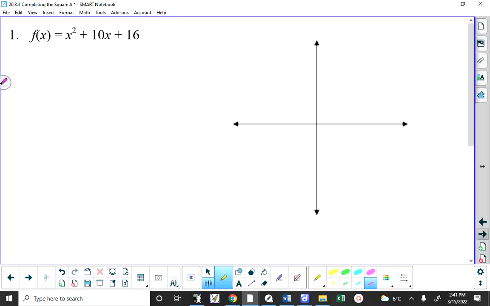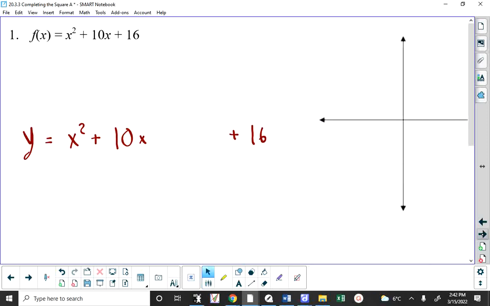Let me ask you a question. Is this a perfect square trinomial? Nope, because half of 10 is 5, and 5 squared is 25. But the vertex form contains a perfect square. So here's how we're going to do this. It's pretty crafty. We're going to rewrite this as y equals x squared plus 10x. And we're going to take that 16 and we're going to move it over here. We're not going to forget about it. We're just going to nudge it out of the way.